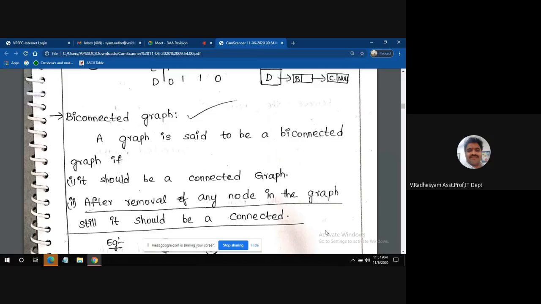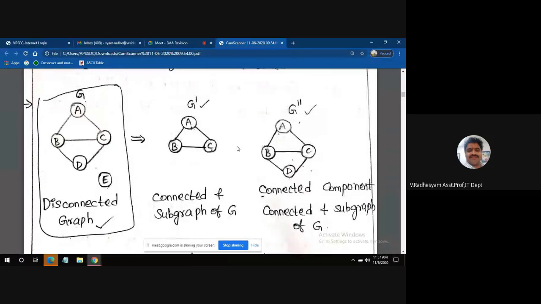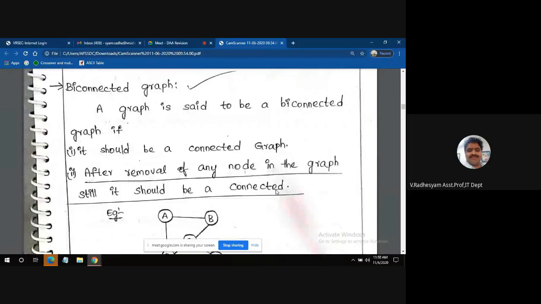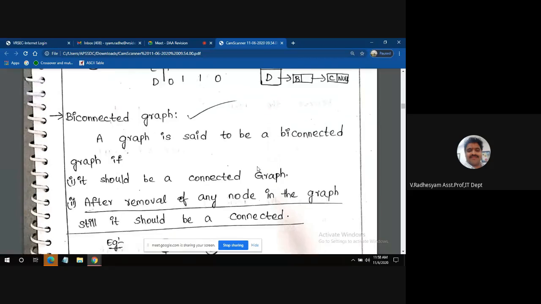Next is a biconnected graph. A graph is said to be biconnected if, first, it should be a connected graph, like this. These two are connected. And after removal of any node in the graph, it should still be connected. If you are removing any node in the graph, it should still behave like a connected graph. Then the graph is called a bi-connected graph.